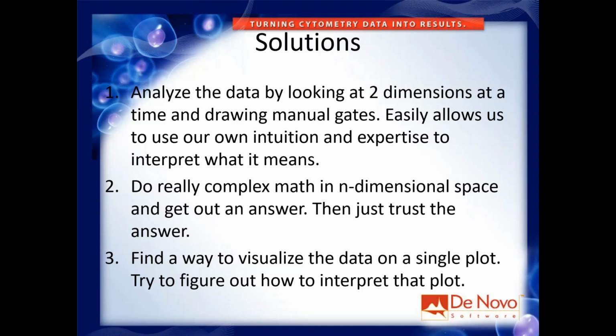So the second solution is to do really good complex math in multi-dimensional space and get an answer. This is a machine learning type approach, or neural network type approach, where you try to train the system. You don't really understand what's going on inside the system, but you train it with known results, and then you give it your experimental data, and it gives you an answer. You don't know how it got there and what it used to arrive at that conclusion, but you just trust the answer it gave.